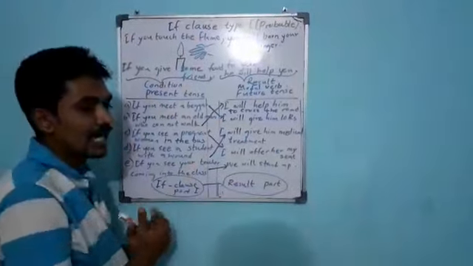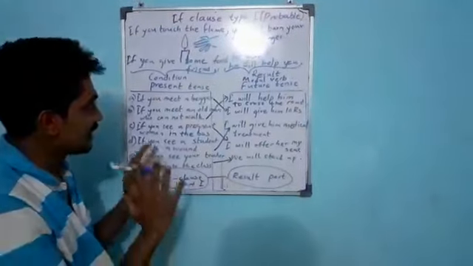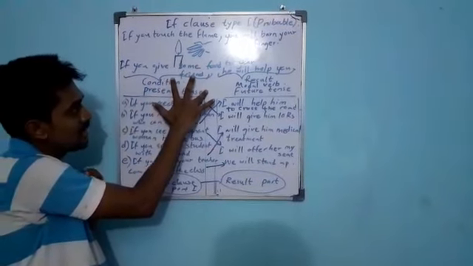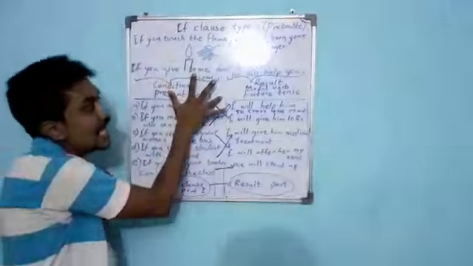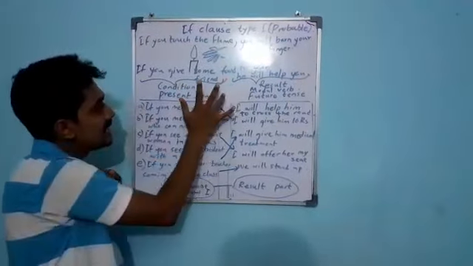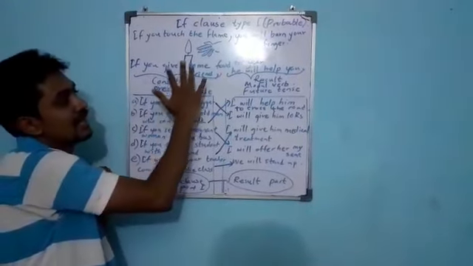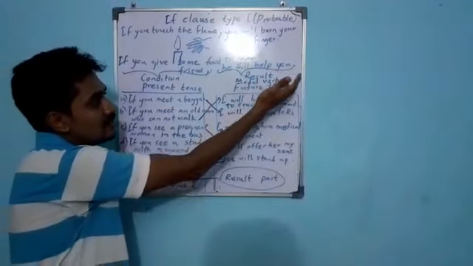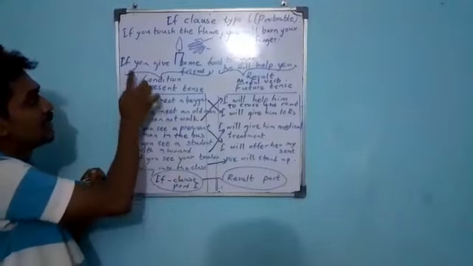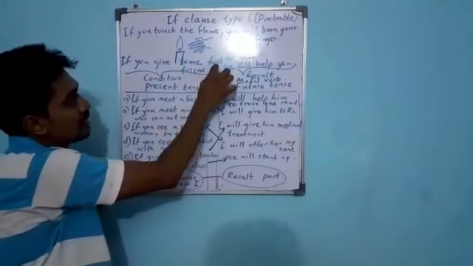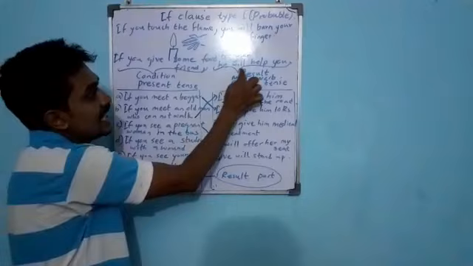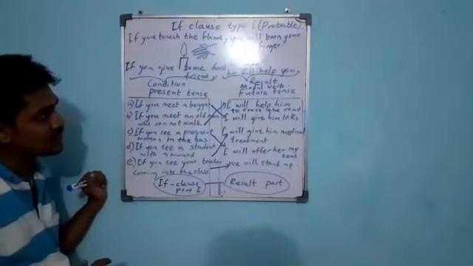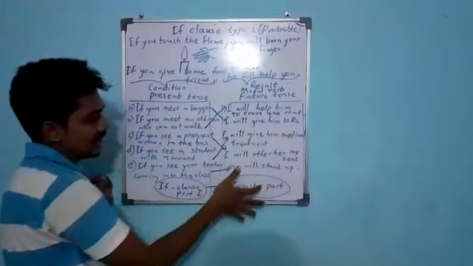I'm going to summarize my presentation. When we are using if clause type 1, always remember there is a condition and there is a result part. The condition is used in present tense, whereas the result is used in future tense, or we can use modal verbs also. For example, if you give some food to your friend, he can help you. That is also possible, right? So that way we can use if clause type 1 for probable conditions, right?